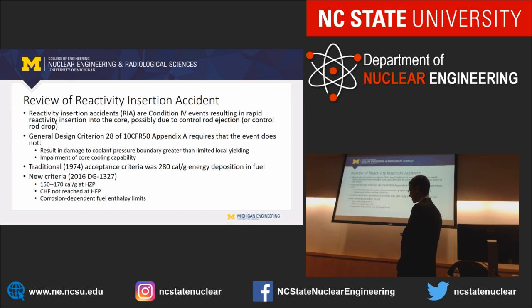It's required by the Code of Federal Regulations that to license a reactor, you have to provide evidence that your design will not result in damage to the coolant pressure boundary greater than local yielding, or impairment of core coolability. This has been around for a long time. Back in 1974, they had to come up with some criteria that would be uniform for everybody, and what they came up with was basically, during this transient, I think I ran out of pointer juice here.